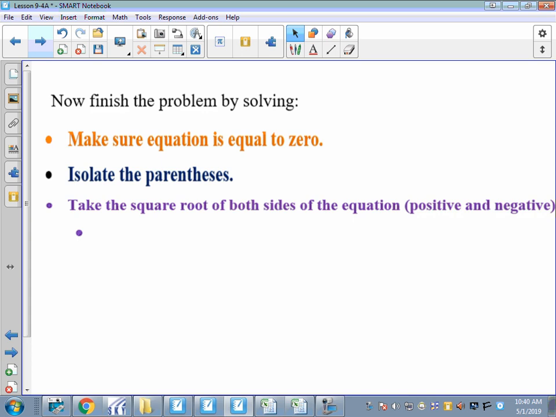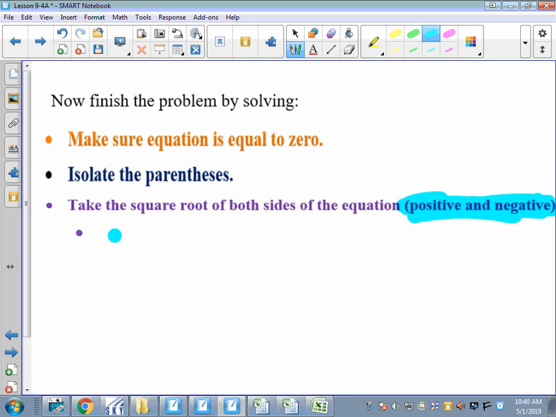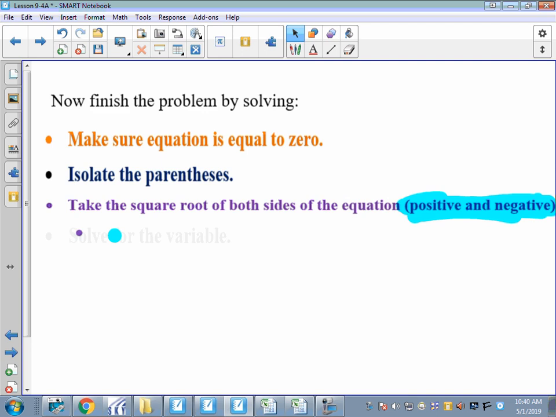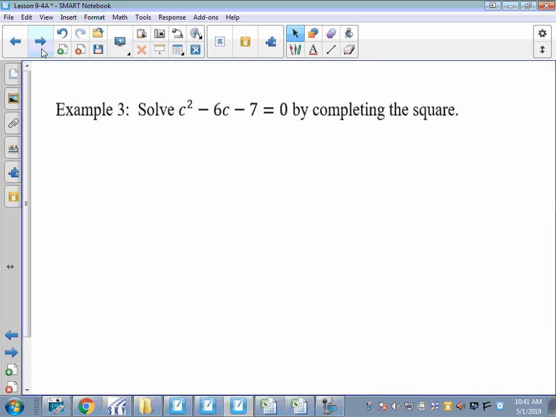But be careful over here because, remember we talked about this a while ago, square roots have 2 answers. You've got a positive value and a negative value because a positive times a positive is a positive, and a negative times a negative is a positive. So be careful about that. So you'll have 2 different answers there. And once you have those 2 answers, then you're going to solve for the variable. And we know how to do that. That's your basic algebra stuff. Okay? So let's do an example of solving.